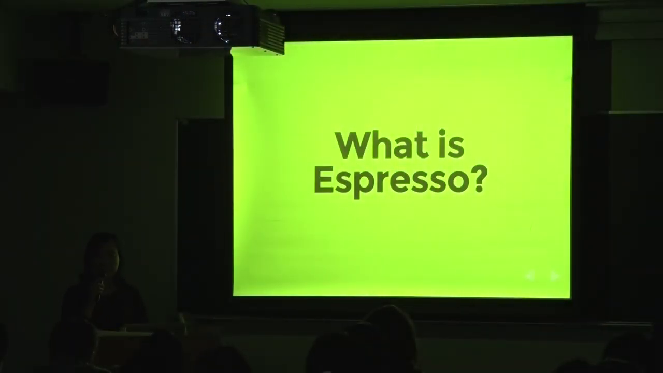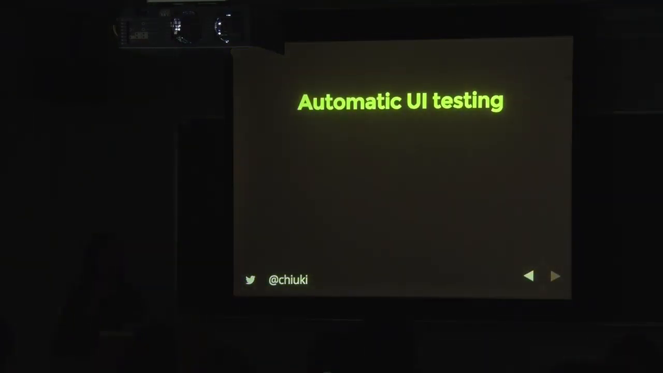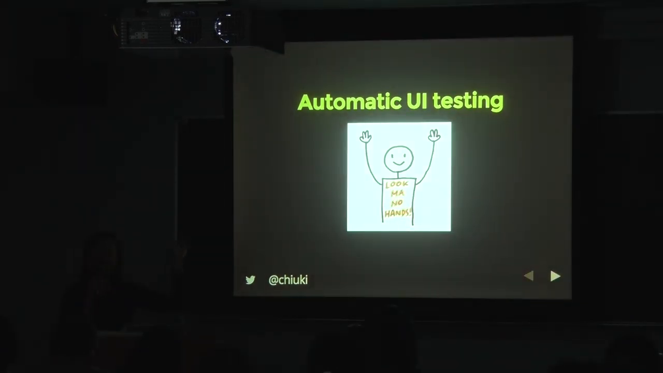What is Espresso then? The way I look at Espresso is that you can do automated UI testing without hands. You don't have to touch your phone. It's a little bit of a lie, because you need to use your hands to write the test. But once you wrote the test, then you can use the Espresso framework to provide click events or typing or things like that, and it will be run automatically without you pressing buttons.